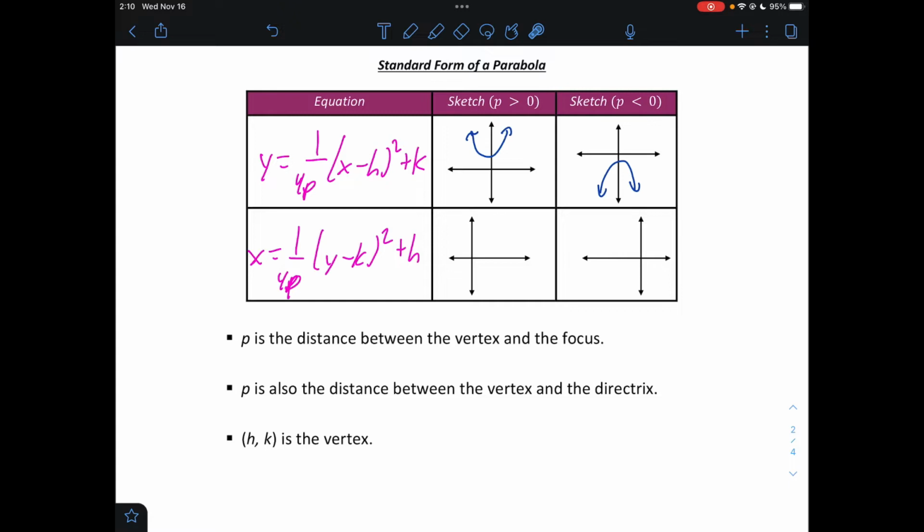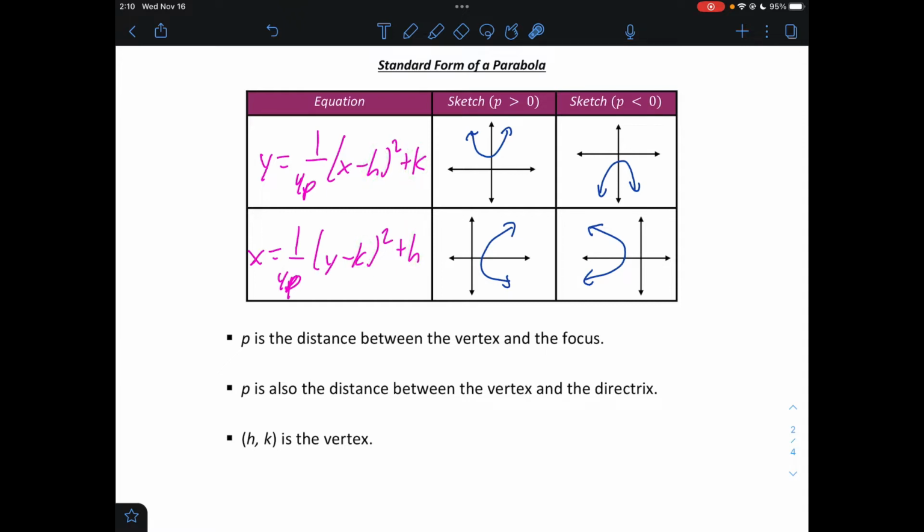If it's in the form of y squared, it's going to open left or right. If p is greater than 0, it'll open right. If p is less than 0, it'll open left. Okay, what is p? P is the distance between the vertex and the focus. It's also the distance between the vertex and the directrix. Important note, h comma k is your vertex.